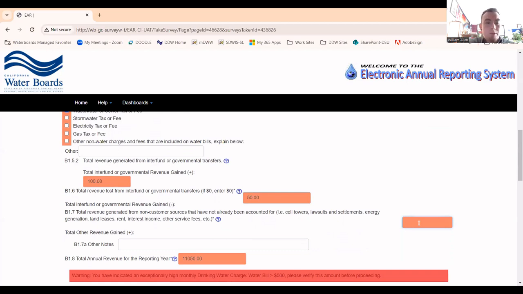And then this B1.7 is just to capture anything else you generate revenue from your customers that's not related to water rates or late fees. So anything else you want to capture here, and you can give a description as to what this amount is related to. Yeah, like a cell tower.